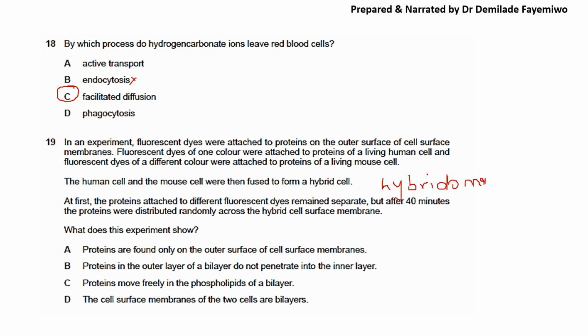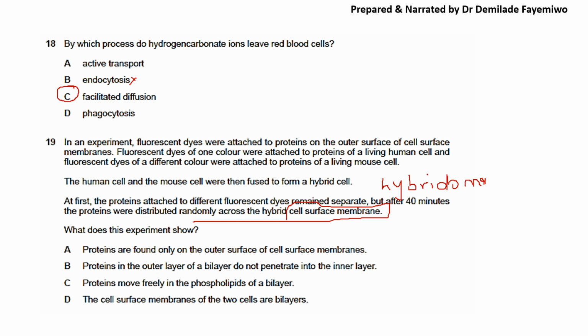At first, the proteins attached to different fluorescent dyes remained separate, but after 40 minutes, the proteins were distributed randomly across the hybrid cell surface membrane. What does this experiment show? What this experiment is showing you is that proteins can move around, because it says here they were distributed randomly across the hybrid cell surface membrane. So it's not saying they were inside the cells, but across the cell membrane.